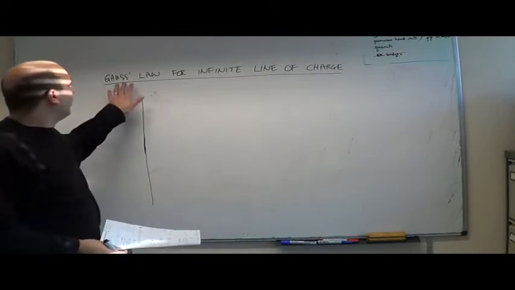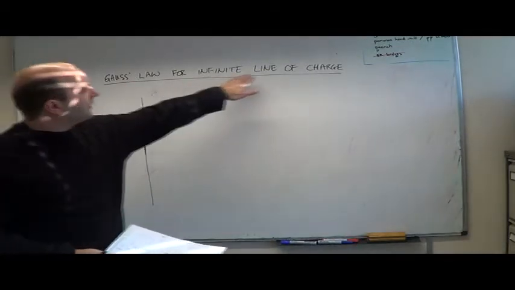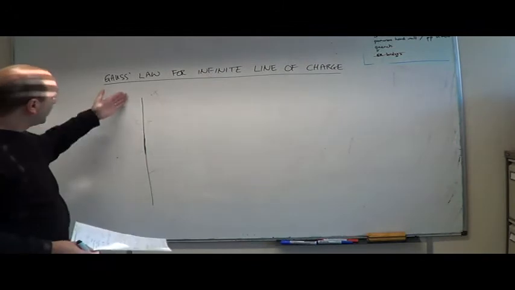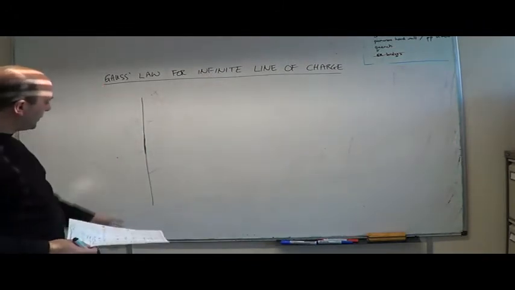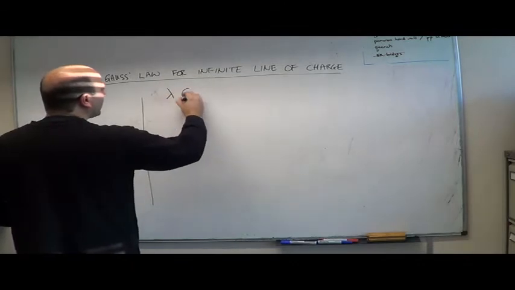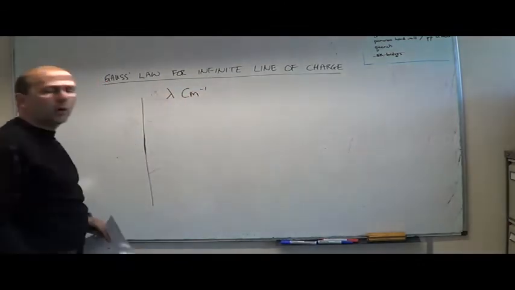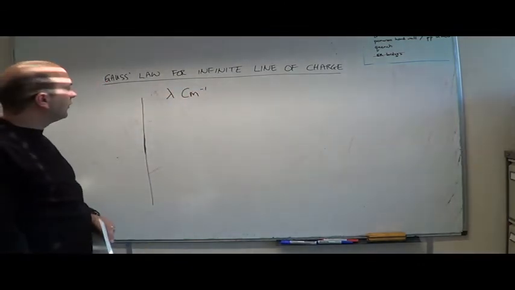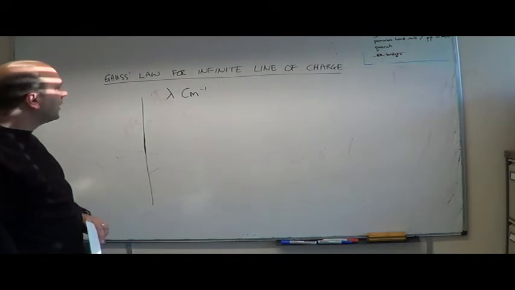We're going to use Gauss's law to find the electric field around an infinite line of charge. So here is my wire or line going up and down to plus and minus infinity. And I'm going to assume that there are lambda coulombs per metre distributed over the surface of that wire.